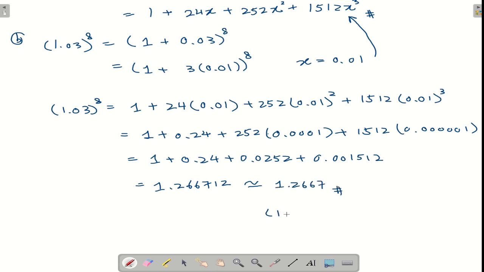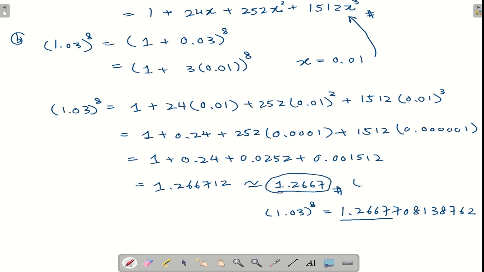But the real value of 1.03 to the power of 8 is equal to 1.266708138138762. So our number is approximately correct to 5 significant figures. This is 5 significant figures.